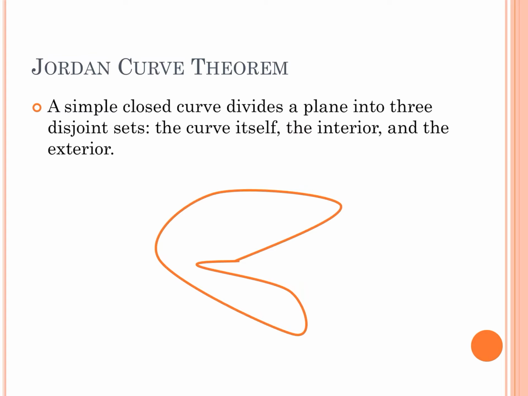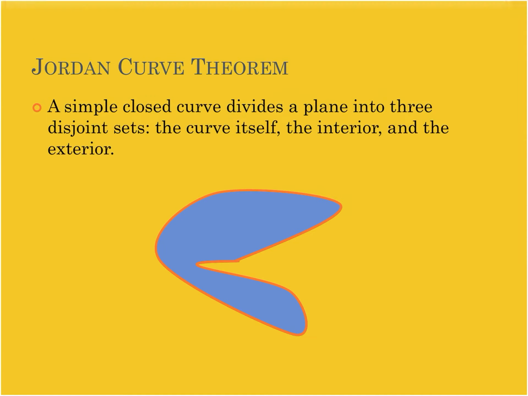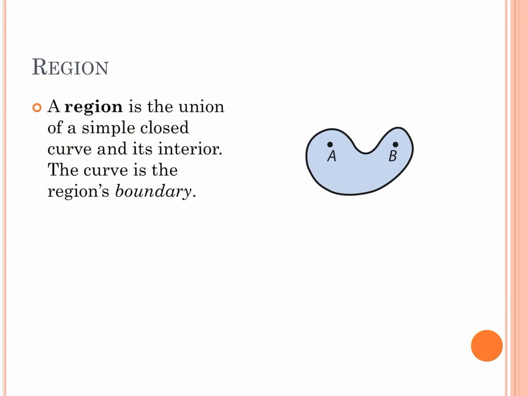postulates that have to do with separating a line into three distinct or disjoint sets, or separating a plane into three disjoint sets. So a simple closed curve divides a plane into three disjoint sets. The curve itself, so that's one, the points that are on the curve, the interior, and the exterior. So the curve itself, which was that orange, the interior and the exterior are the three disjoint sets.